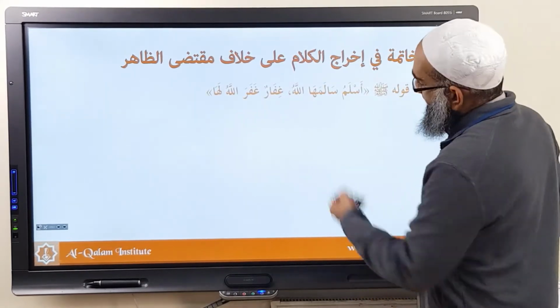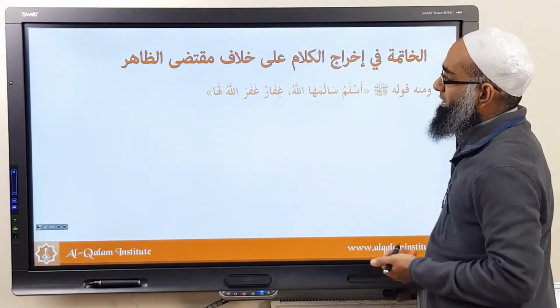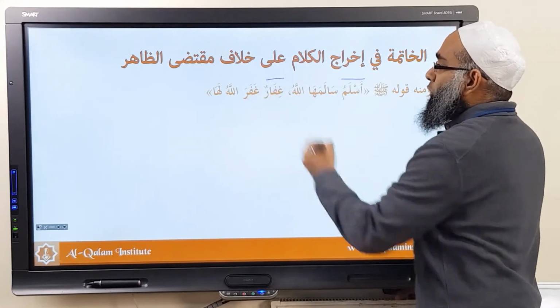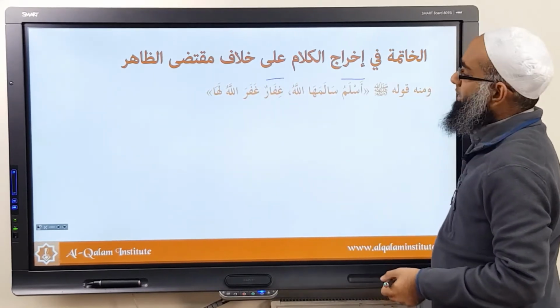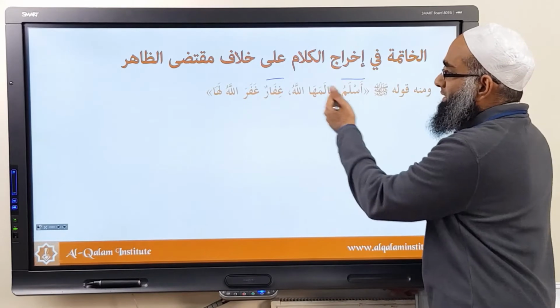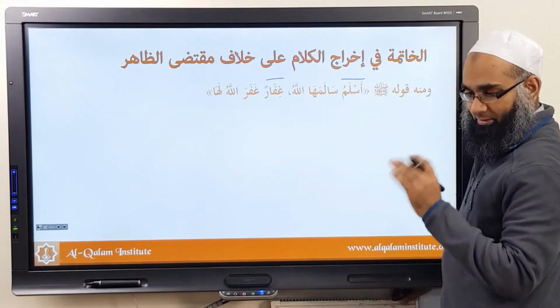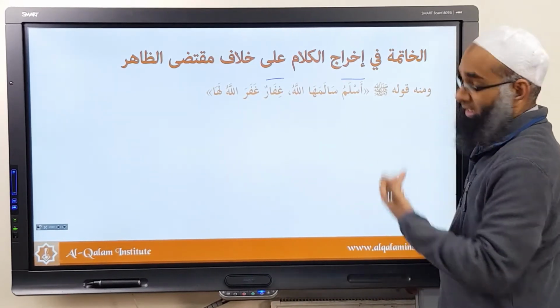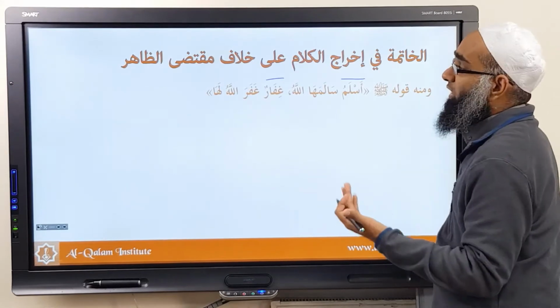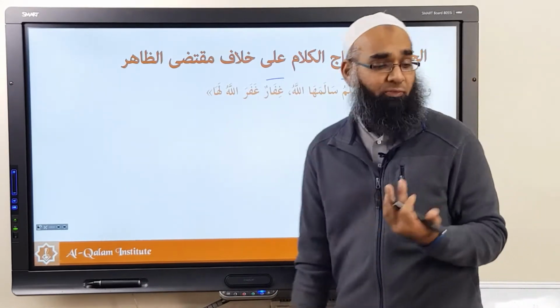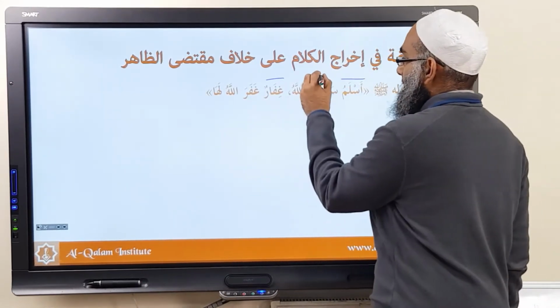Okay. Look at this example here. The Prophet ﷺ, Aslam and Ghifar are two tribes. So the Prophet ﷺ said regarding them, Aslam, salamah Allah, may Allah be at peace with Aslam, the tribe of Aslam, and Ghifar, ghafara Allahu laha, may Allah forgive Ghifar. So using what?